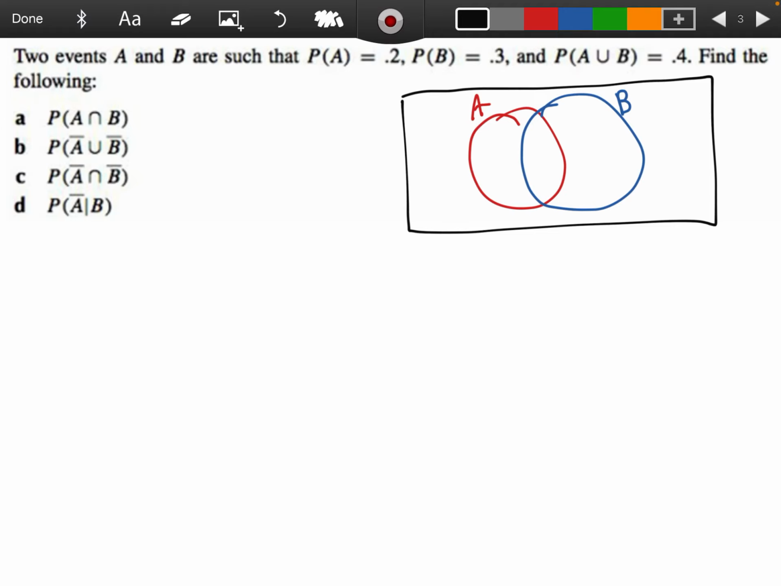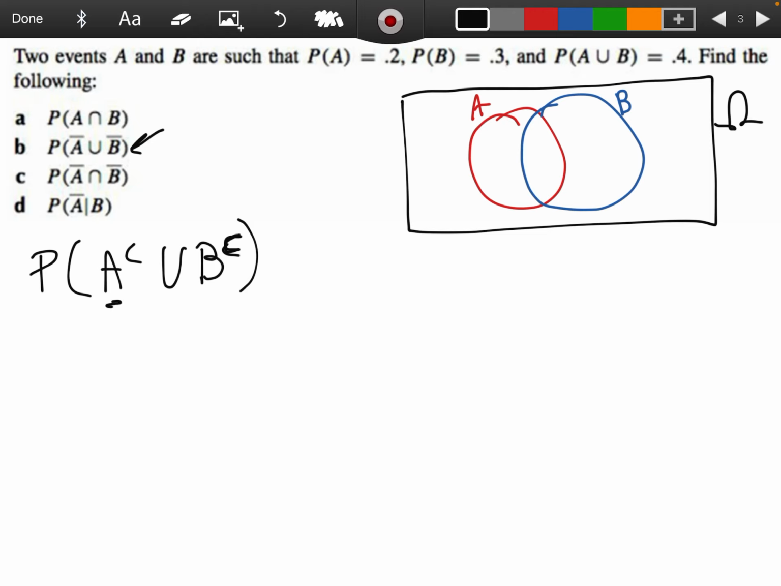Okay, so we are going to work on problem B here. In our notation, this is the probability of the union of A complement, B complement. So if A does not occur or B does not occur or neither occur, we're looking for the probability of that union of events. So what is A complement?